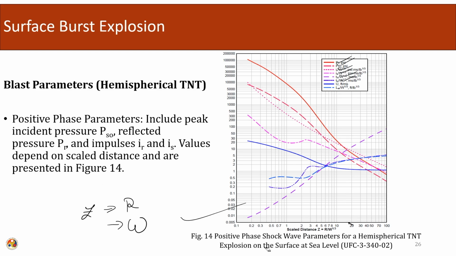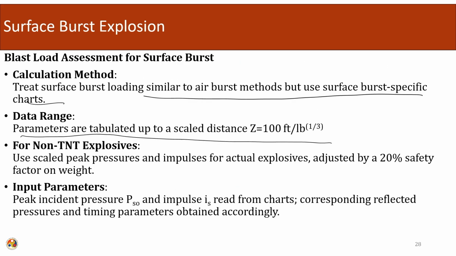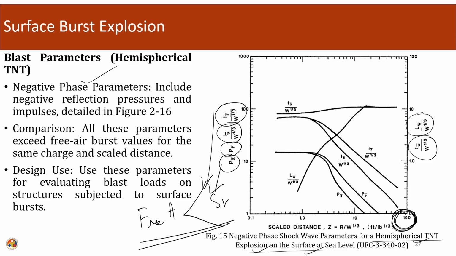In this particular chart, everything is mentioned together. If we take any point, we will get the equivalent quantities: the reflected pressure, the incident pressure, the time and length, and all the associated parameters. We have to be careful that we use the proper graph. If we are dealing with a free air burst, we use the graph for the free air burst, and if we are dealing with a surface burst, we use the surface burst charts.